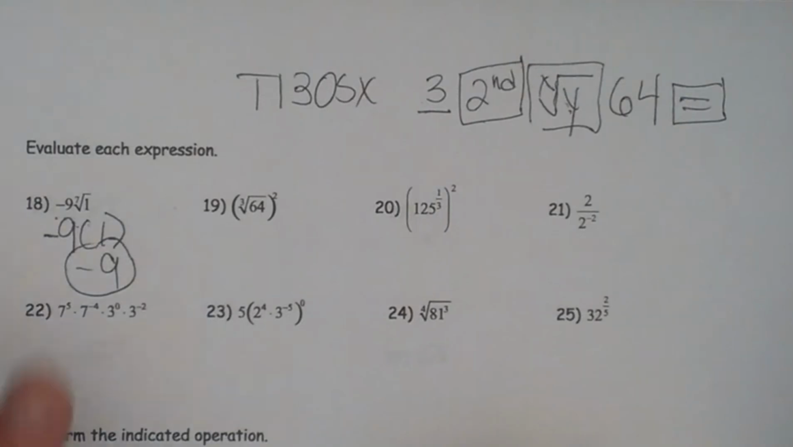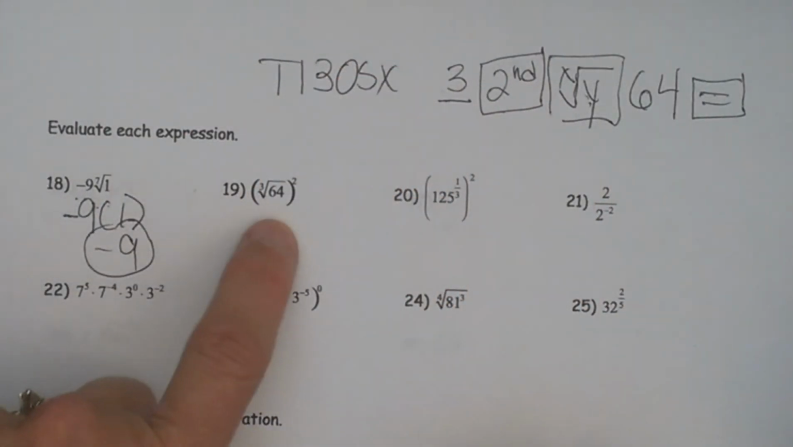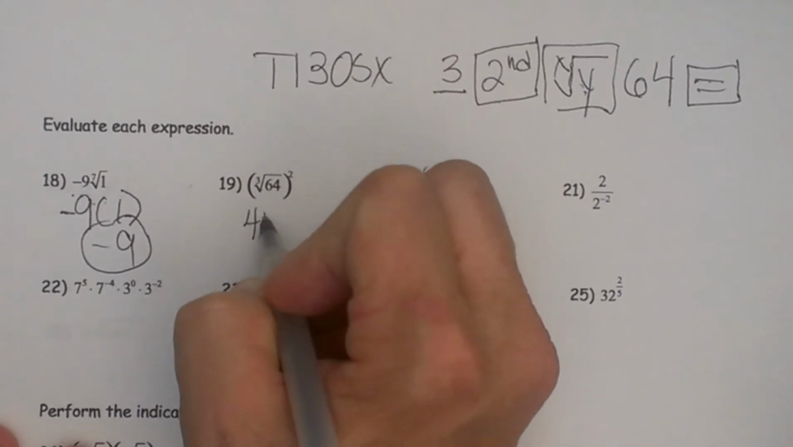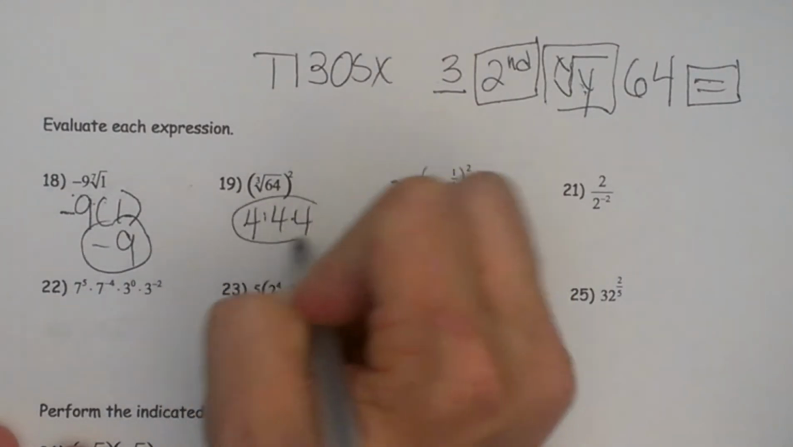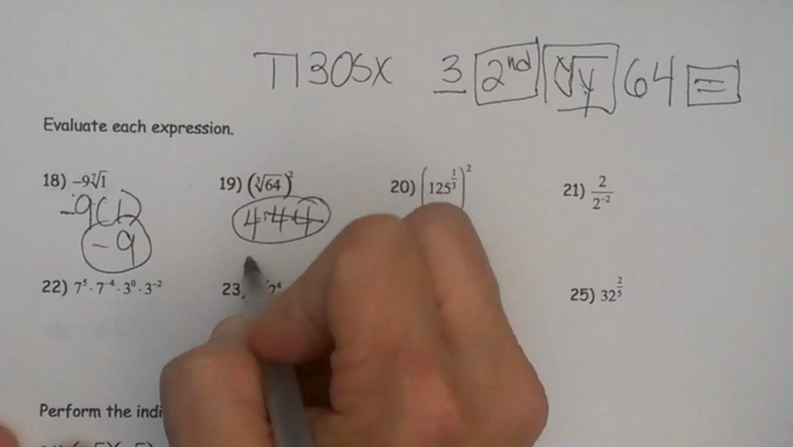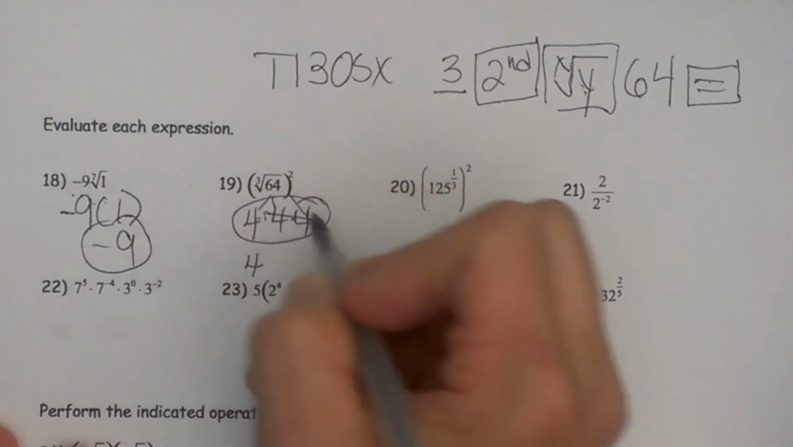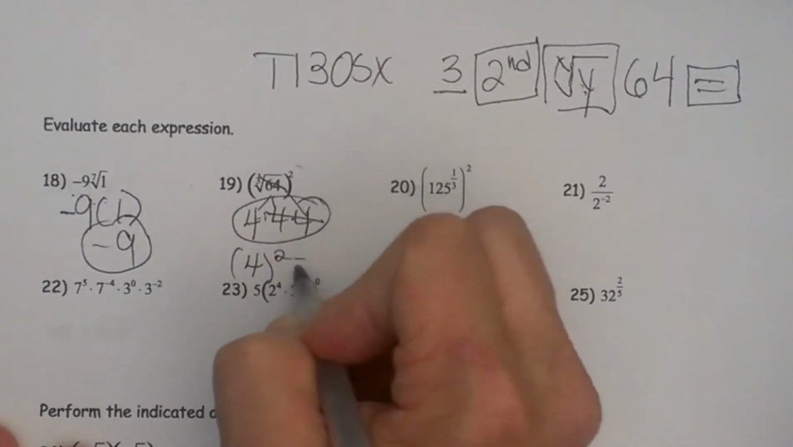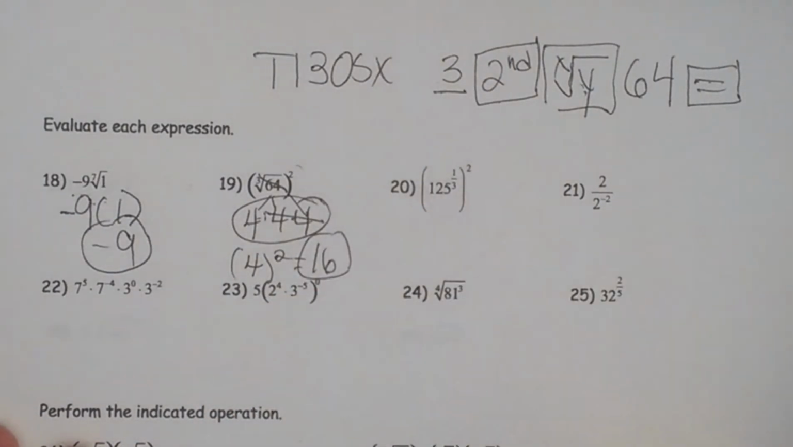Well, what times itself 3 times gives us 64? Well, the answer is 4. 4 times 4 times 4 is 64, so that's the cube root. So let's take a 4 out of the radical. And we have nothing left in here, and we're just going to square that, so the answer evaluates to 16.